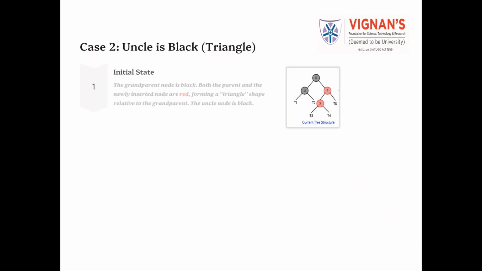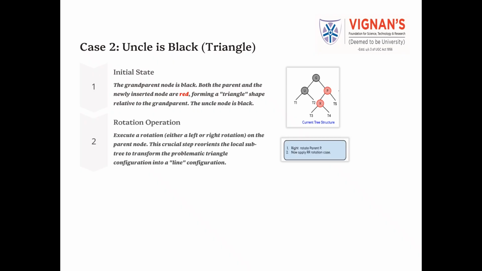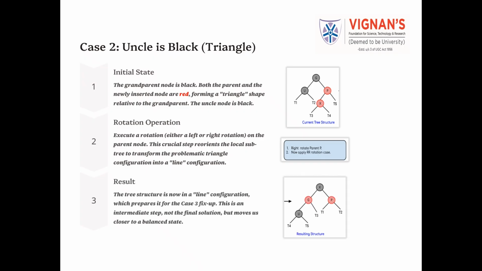Case 2. When uncle is black and forms a triangle. Initial state. The grandparent is black. The parent and newly inserted node are red, forming a triangle configuration. The uncle is black. Rotation operation. We perform a rotation on the parent node. This rotation reorients the local subtree and transforms the triangle into a straight line configuration. Result. The tree is now prepared for the case 3 fix-up. This is an intermediate step, not the final solution.